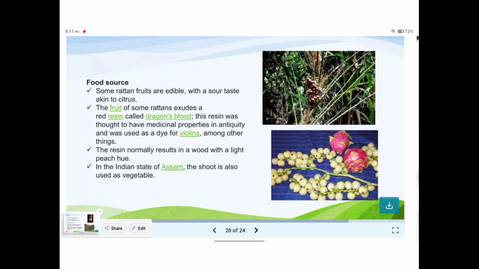Okay. Then we have certain food sources, because it also produces food, which has a fancy appeal. People like it. So certain foods are edible. They are eatable. Their taste is sour, although akin to citrus, just similar to citrus. We have already eaten citrus sometimes in India.